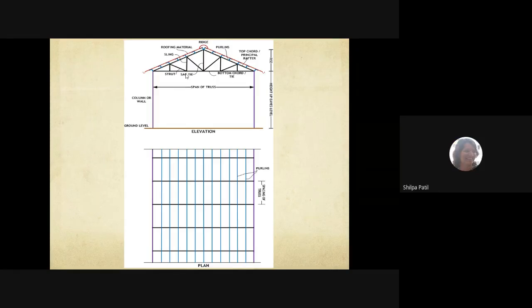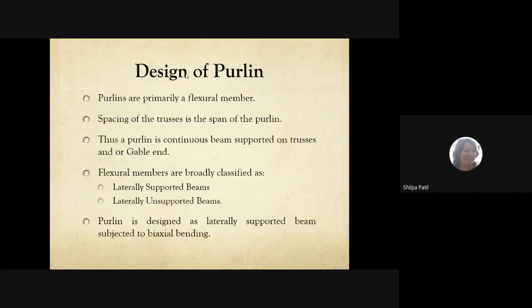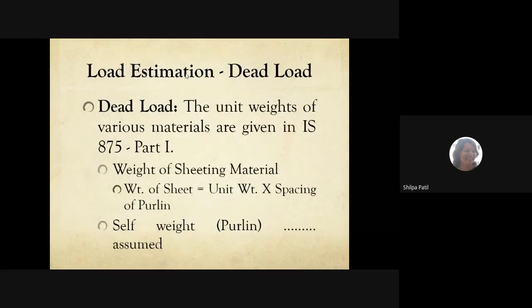So there are three major components in any roofing system: the roofing material, purlin, and truss. So we have to consider the weight of all these three components, and that will comprise your dead load. So dead load consists of the three. First is the weight of sheeting material. Now the weight of sheeting material, you already know how to calculate the dead load of any given section, the dimension and its unit weight, right?